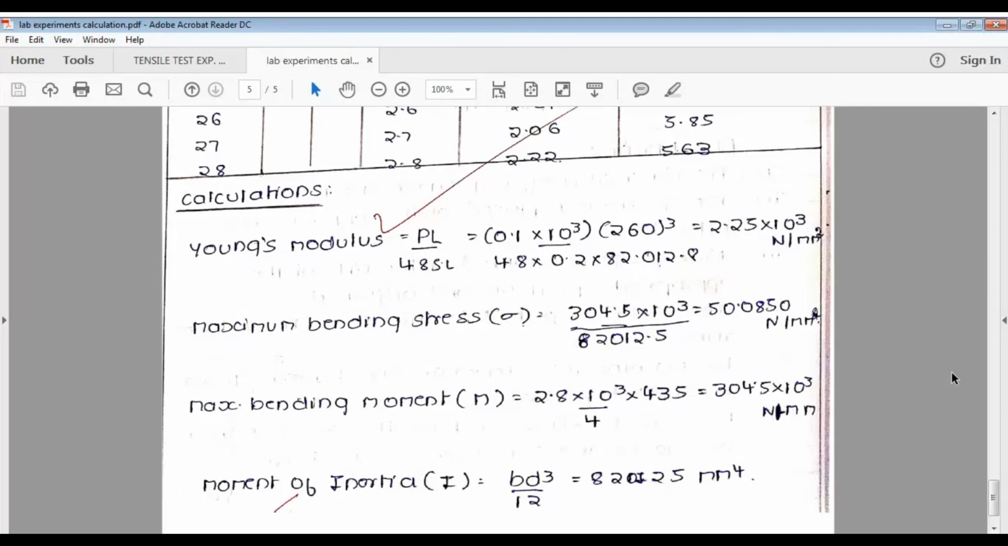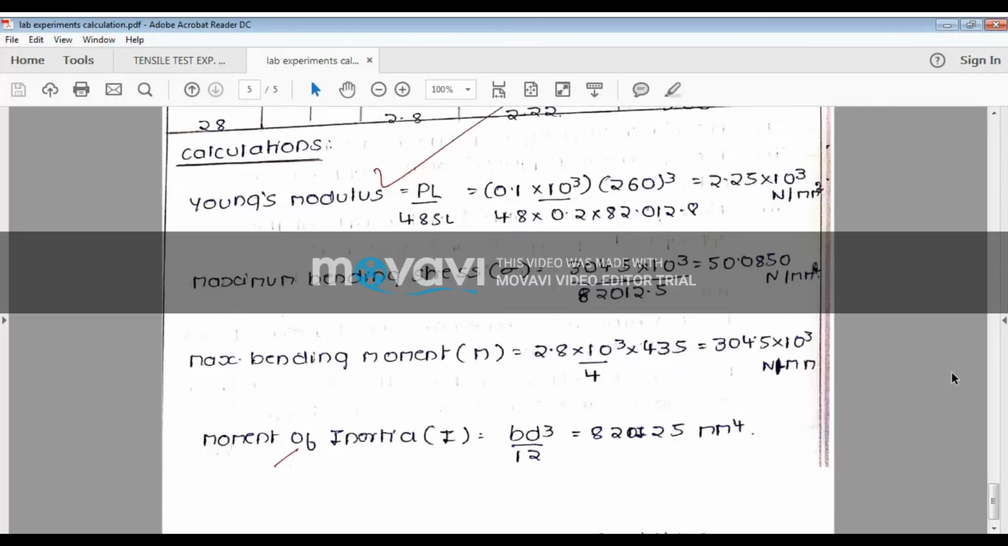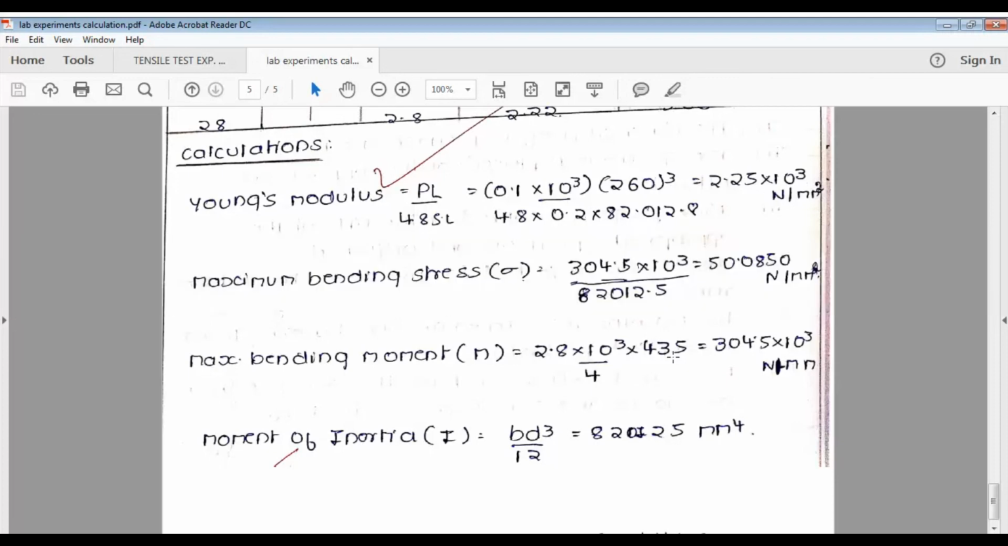Then the maximum bending moment value is obtained like this, and the moment of inertia is BD cubed by 12. Substitute the values and get the answer. So finally, we got the Young's modulus value of 2.25 into 10 to the power 3 Newton per mm square, and we also got the maximum bending stress, maximum bending moment, and moment of inertia values. This is the final result of the experiment. Thank you.